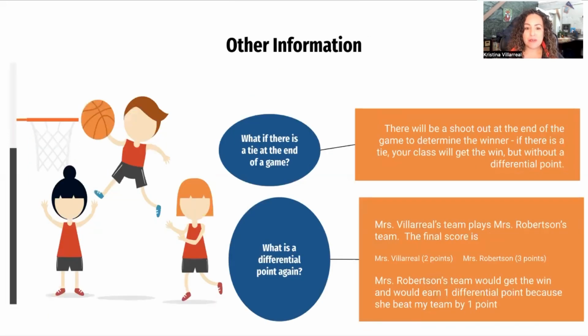So just some other information. What if there's a tie at the end of the game? Well, if there's a tie at the end of your recess time, there's going to be a shootout at the end of the game to determine the winner. If there is a tie, your class will get the win, but you're not going to get a differential point. It'll just kind of be a tie, but your class will get credit for the win.